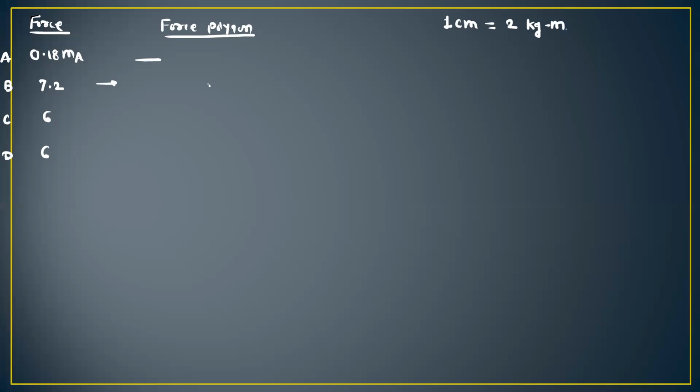So this is 3.6 centimeter. Then 6, this is 3 centimeter. And this is also 3 centimeter. So in millimeter, this is 36 millimeter. This is 30 millimeter. And this is 30 millimeter. Okay, so in this way, we have converted the force values in terms of length value.